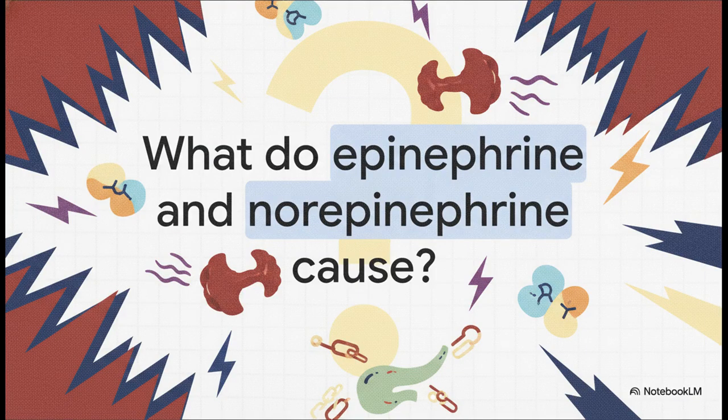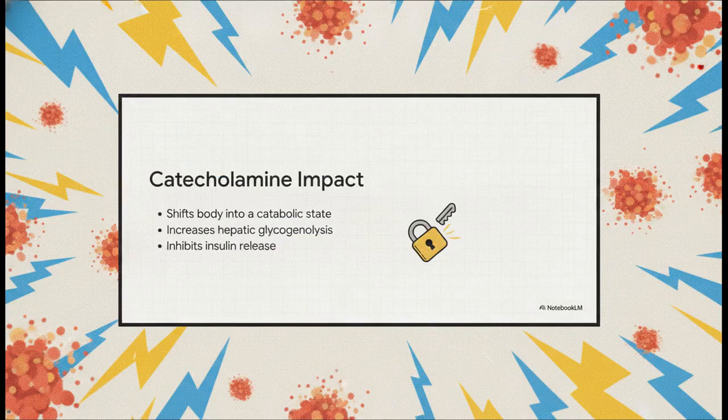Which of the following occurs as a result of epinephrine and norepinephrine release during shock? Does it cause A, hepatic glycogenolysis, B, hypoglycemia, C, insulin sensitivity, or D, lipogenesis? How exactly do these catecholamines alter your body's fuel consumption amidst all this chaos? The correct answer is A.